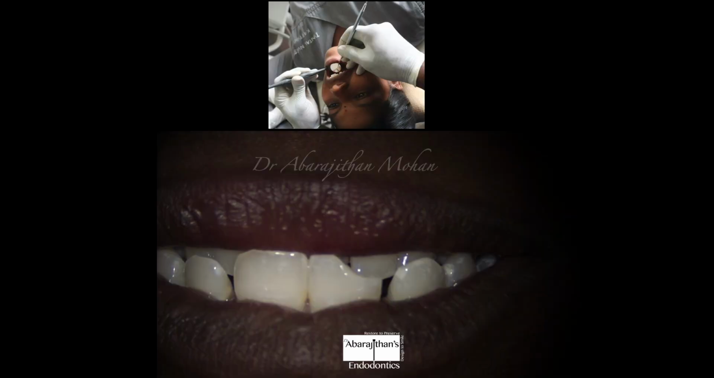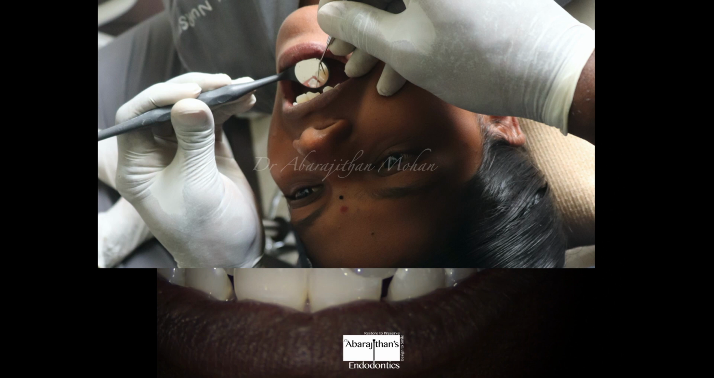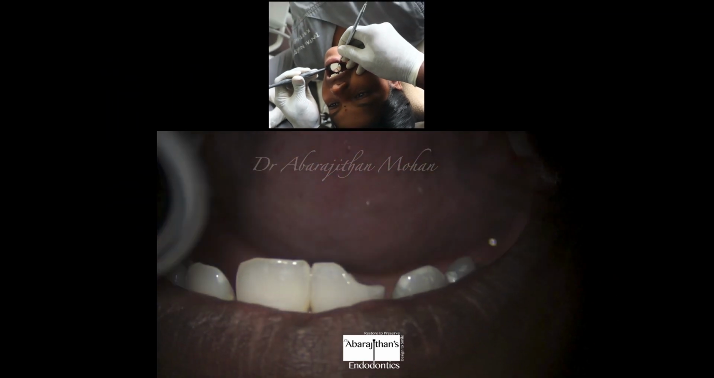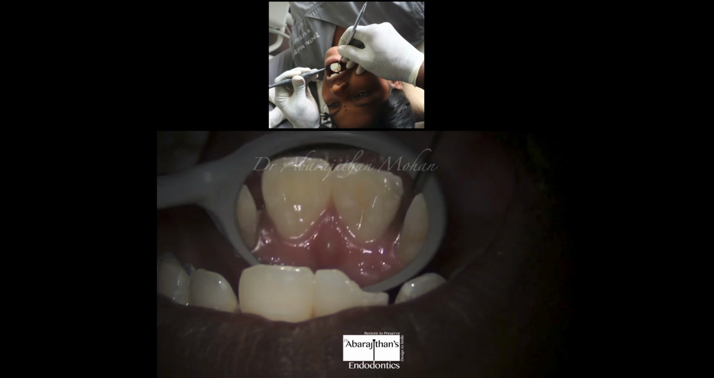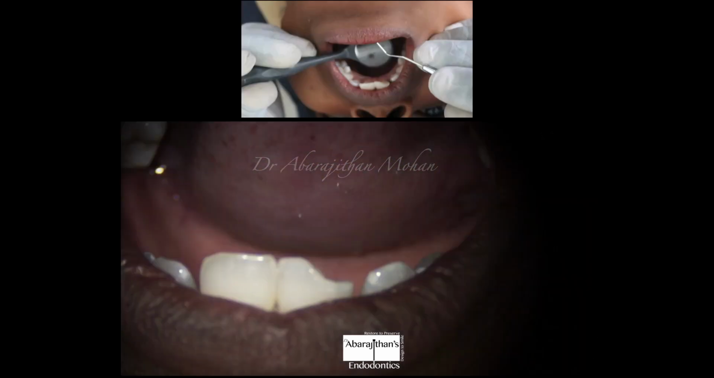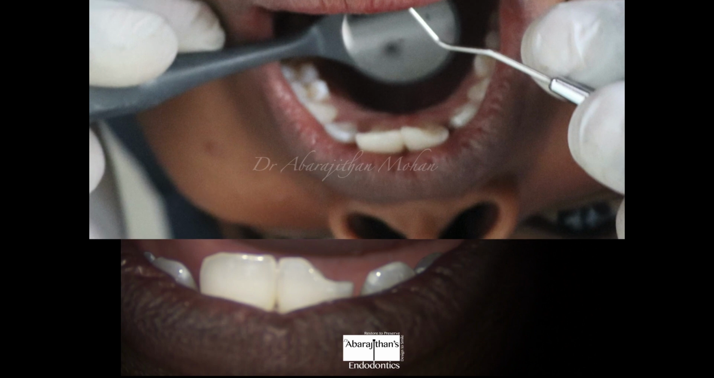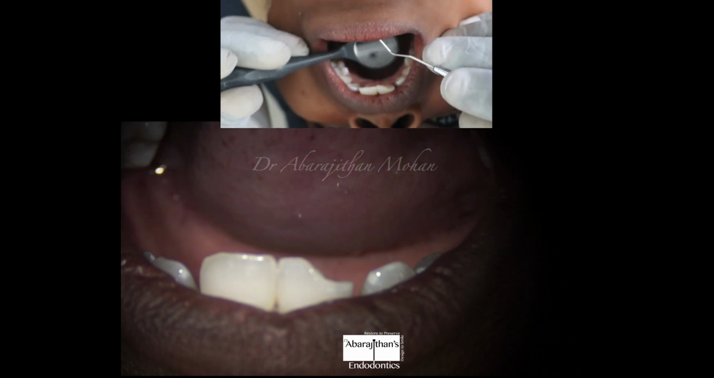You can see here, for visualizing the lingual surface, the palatal surface of the maxillary anteriors, this is how we position the mouth mirror and the instrument. You can see the use of the finger rest here, and this is what we see through magnification. I am able to visualize the palatal surface of the maxillary anteriors. Now the mandibular lingual surface of anteriors. This is how we position the mouth mirror. The mouth mirror is placed lingual to the lingual surface of the mandibular anteriors.